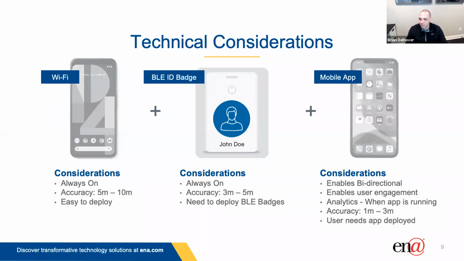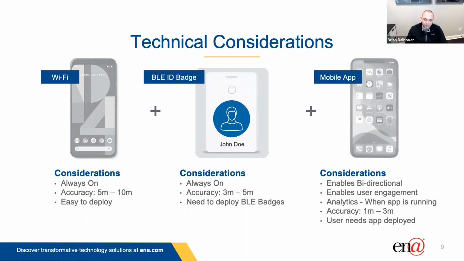You get better analytics when the app is running because you can pull out lots of data through that app. And your accuracy goes from 3 to 5 meters all the way down to that 1 to 3 meter range. So now we're really able to see within 3 feet where people are. So all of a sudden, those notifications about congestion and social distancing limits are really valuable because that's accurate data you can use.